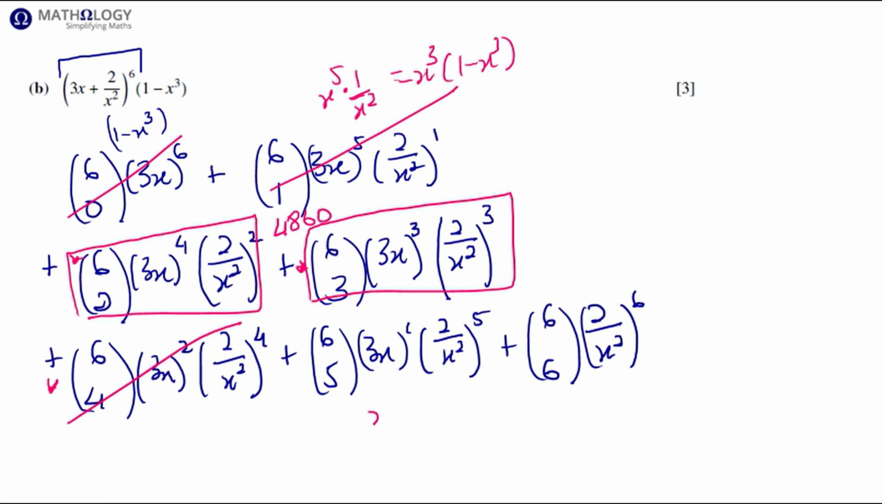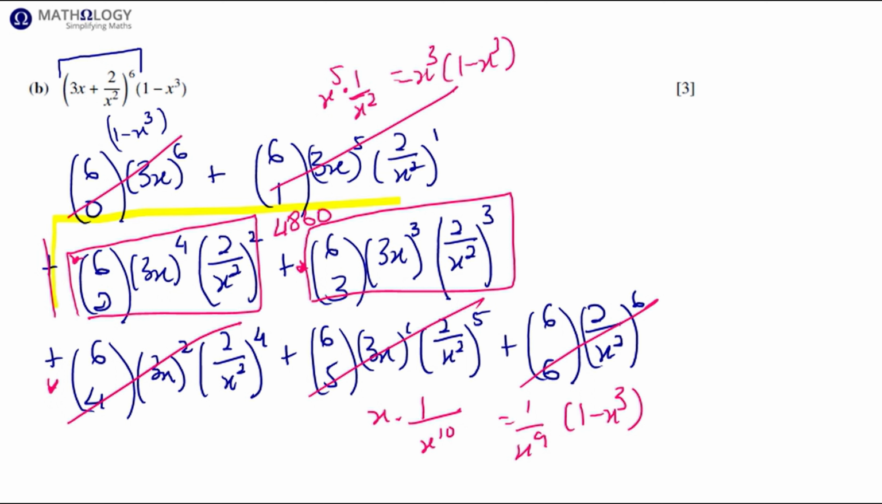Second last term, we have x times 1 over x to the 10, which is 1 over x to the 9. And when you multiply it by 1 minus x cubed, you get terms in x, also not what we want. And likewise, the last term is 1 over x to the 12, not going to give us what we're looking for. So we're only interested in these two terms over here.